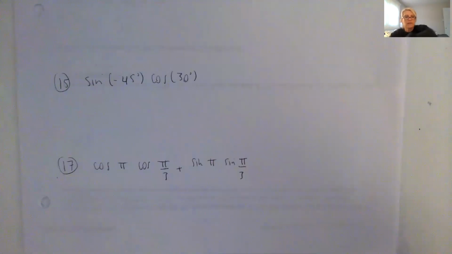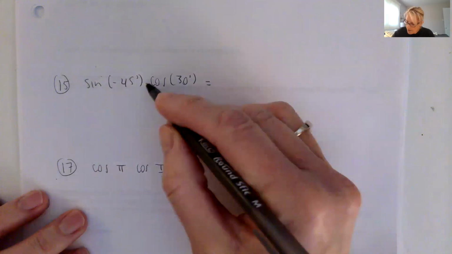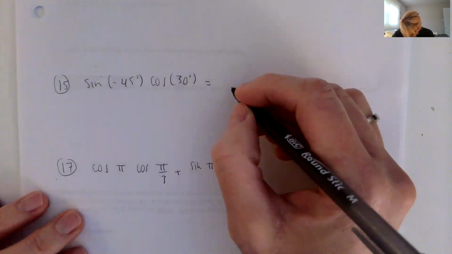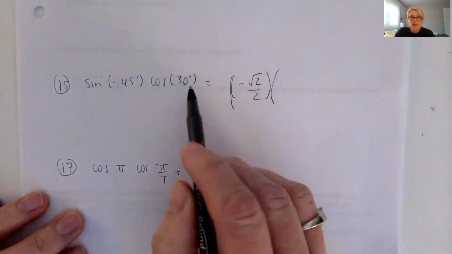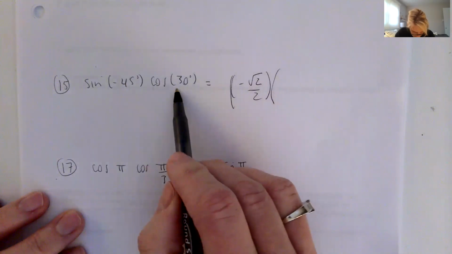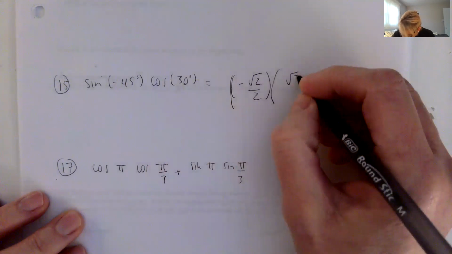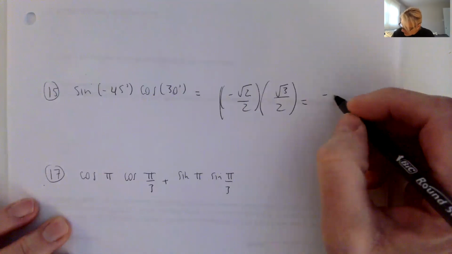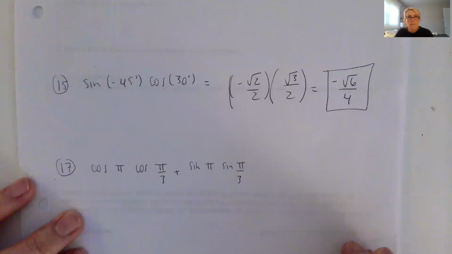Number 15, now we're going by degrees instead of radians. So sine at a negative 45 is going to be in the fourth quadrant. So it'll be a negative square root of 2 over 2 times cosine at 30 degrees. So cosine at 30 is square root of 3 over 2. So this multiplies to make a negative square root of 6 over 4.